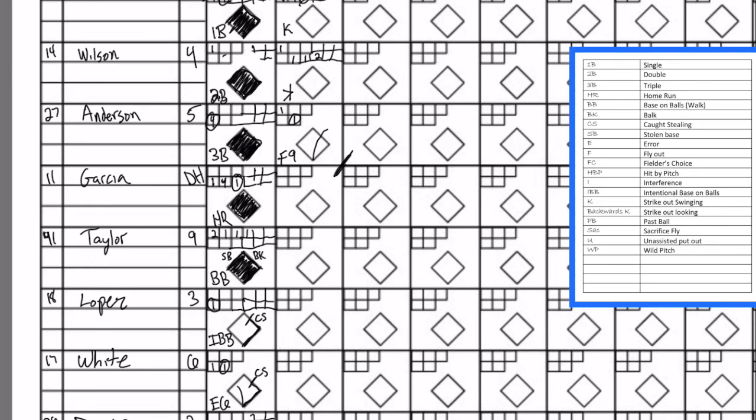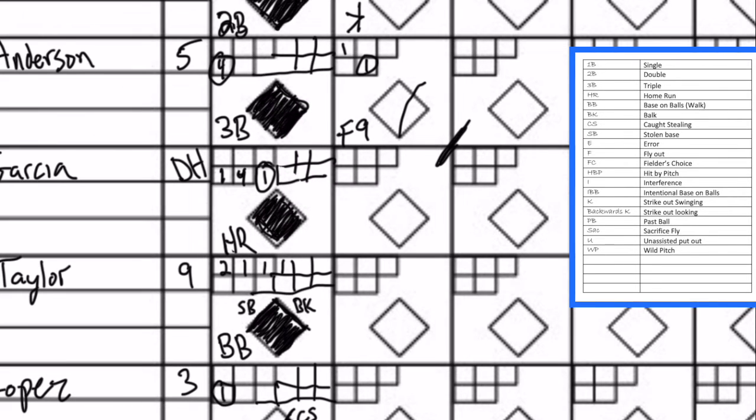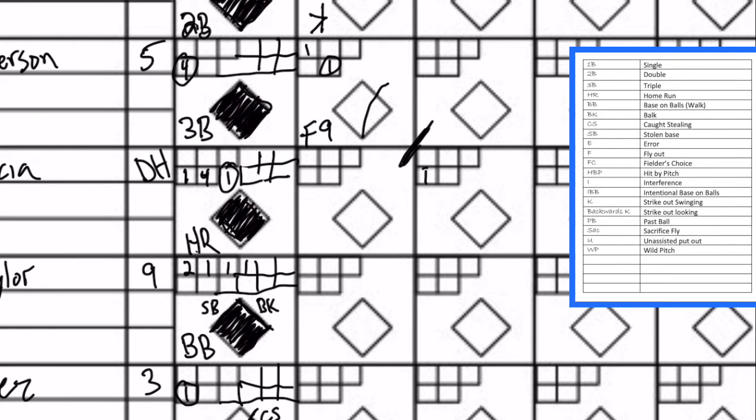And Garcia will be up in the third inning. So the third inning rolls around, we're hitting again. He sees a first pitch fastball and hits a ball to the first baseman. The first baseman fields it and steps on first. He gets a 3U, 3 unassisted.